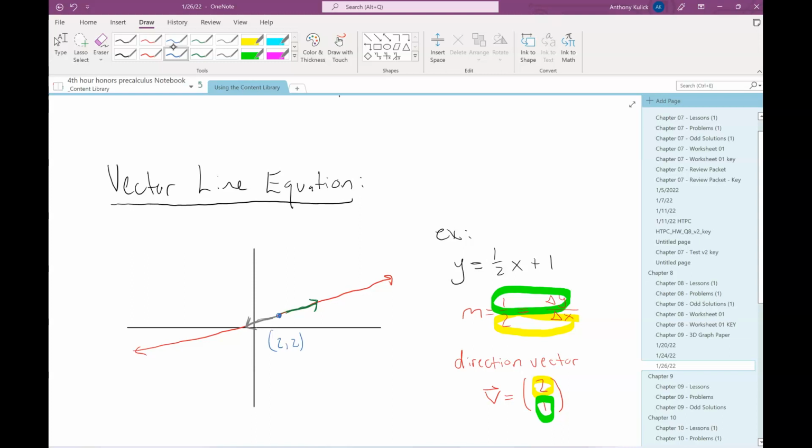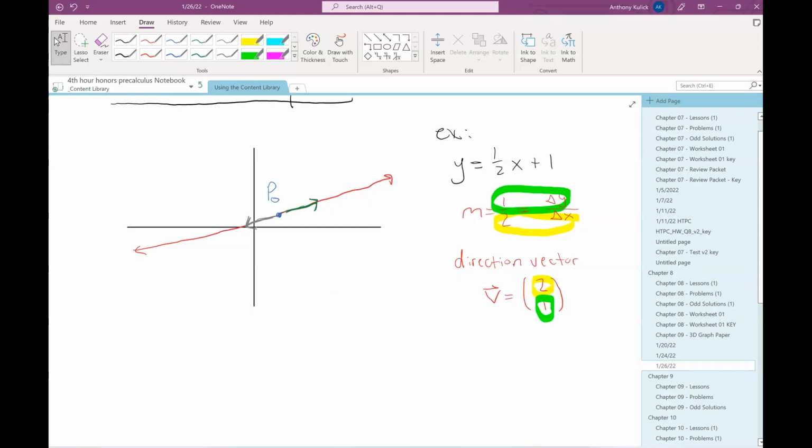Now, if I have a starting point on my line that's represented by some point, and I'm going to be a little bit more arbitrary here and call this point P naught. That's a P with a little 0 as the subscript, instead of a specific number like 2, 2. But any point on the line is fine. It doesn't have to be 2, 2 or anything. Okay, so we have a starting point and we have a direction vector.